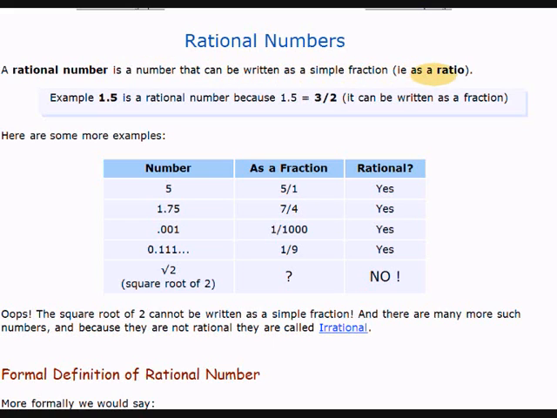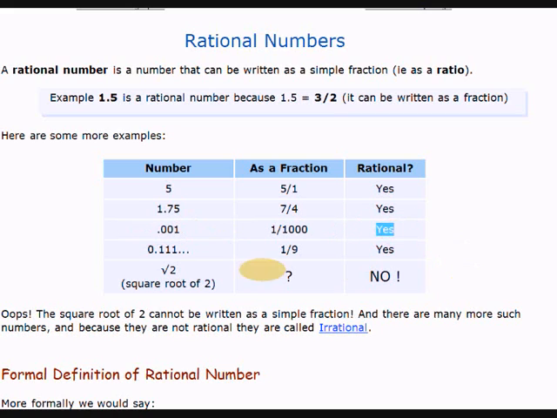Okay, so 7/4 is a simple fraction. Yes, 1.75. Okay, 0.001. Is this a rational number? Yes, because you can write it as 1 divided by 1000, which gives 0.001. Is it a rational number? Yes.